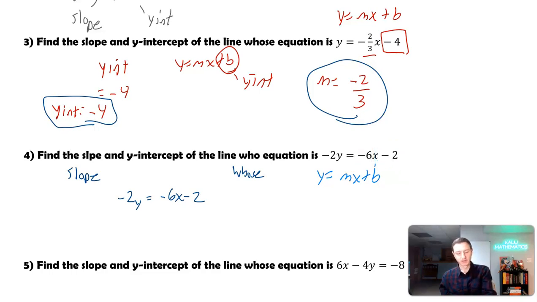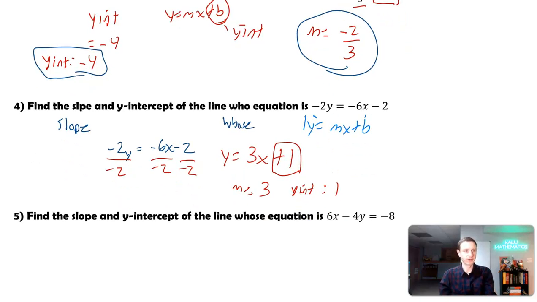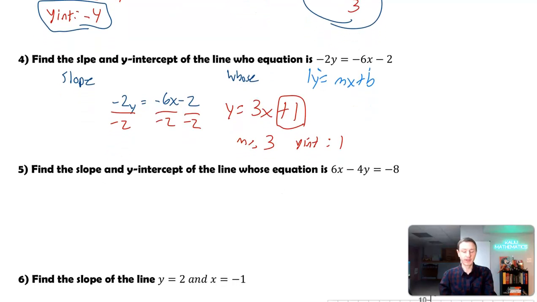Look, this is not a 1y. That's a negative 2. I have to get the y by itself. I need it to say 1y equals mx plus b. So in this case, I have to divide by negative 2. So I get y equals negative 6 divided by negative 2, which is positive 3x, and negative 2 divided by negative 2 is positive 1. Now I can identify the pieces. The slope is 3, and the y-intercept is positive 1. So you have to solve for y.